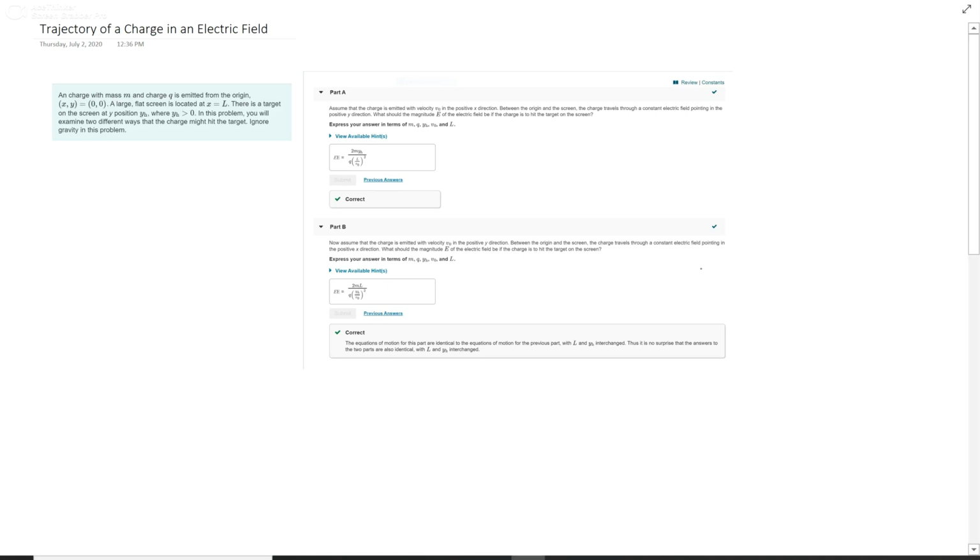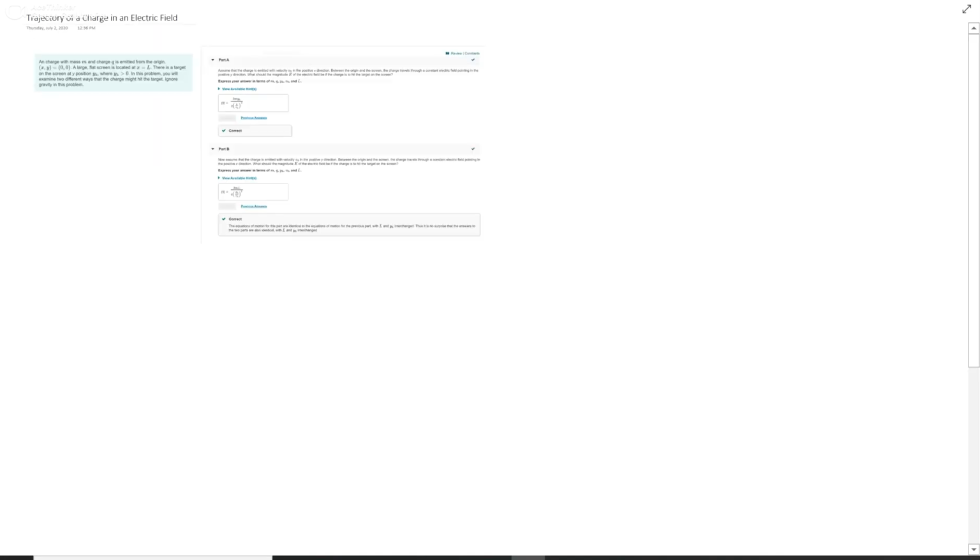First part says that the velocity is given to you in the X direction. That's the important part. And then it wants to find E, the magnitude of the electric field. So we're going to zoom out. The first equation we're going to need to remember is E equals F over Q, where E is the magnitude of the electric field, F is the force, and Q is the charge. We can easily rearrange this to F equals QE.